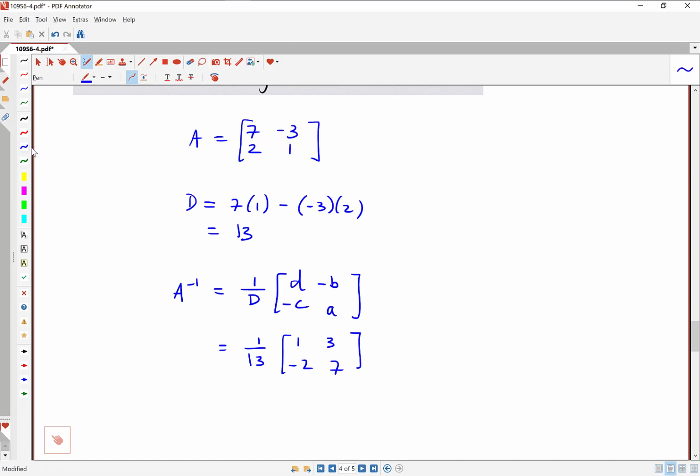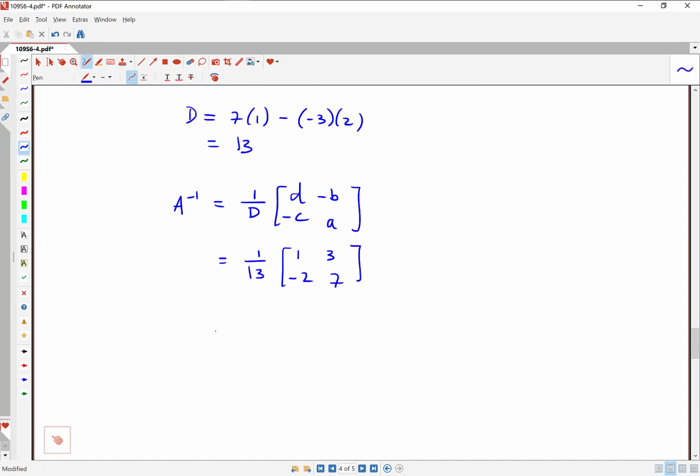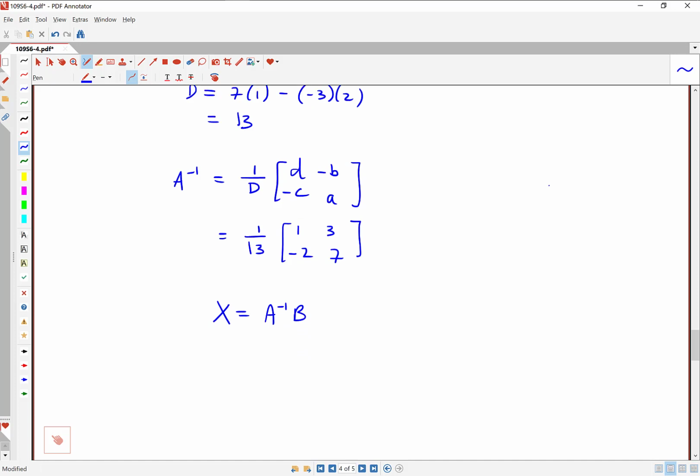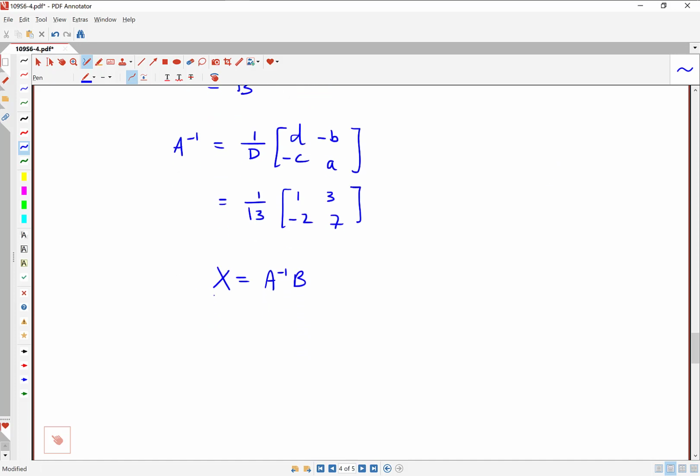So now that we've gotten that, we're going to finish off the problem by saying x = A inverse times B. So this is the reason why we care about the inverse matrix, is that it gives us a fast way of solving a system of equations. So let's fill everything in here. So x is a column matrix that represents our variables. We've got A inverse that we just figured out. So 1 over 13 times 1, 3, -2, 7. And then that gets multiplied by this matrix B.